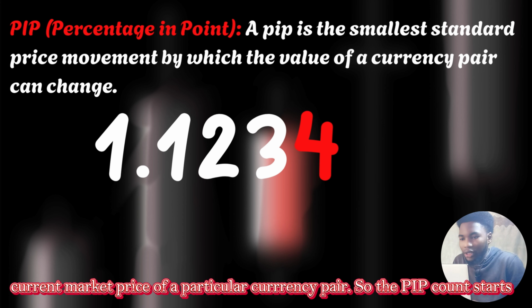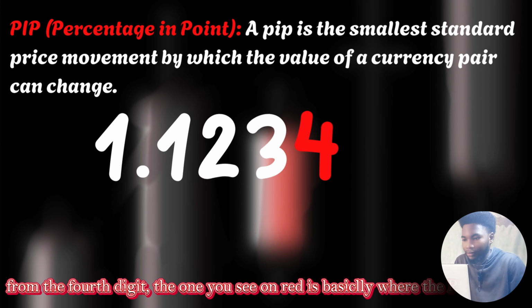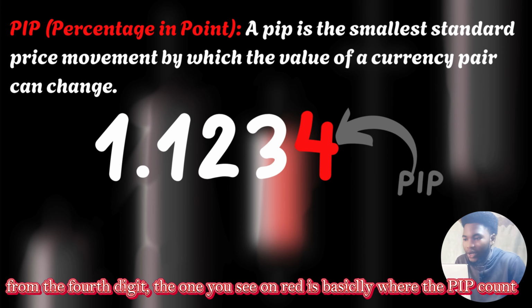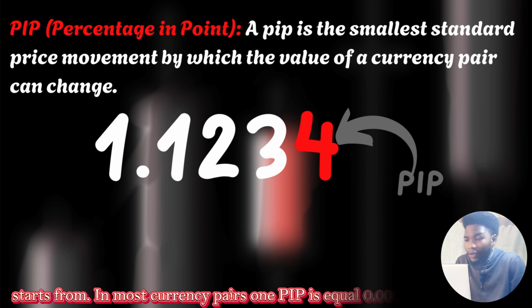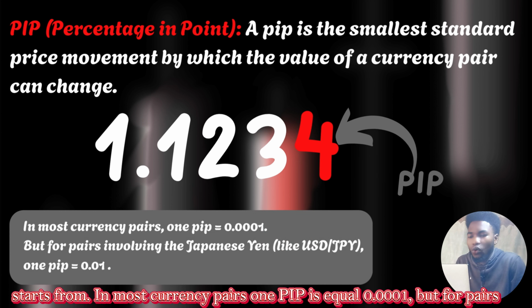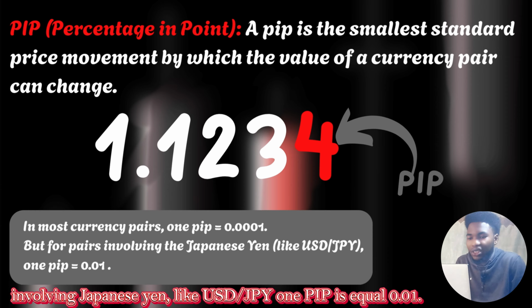So the PIP count starts from the fourth digit. The one you see in red is basically where the PIP count starts from. In most currency pairs, one PIP is equal to 0.0001. But for pairs involving Japanese yen like USD JPY, one PIP is equal to 0.01.